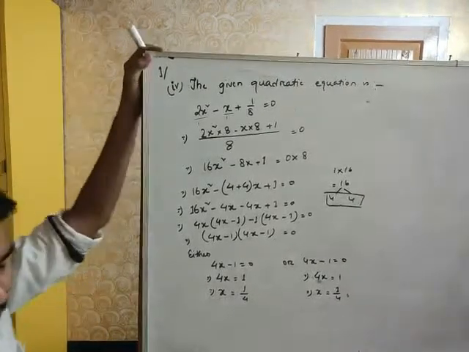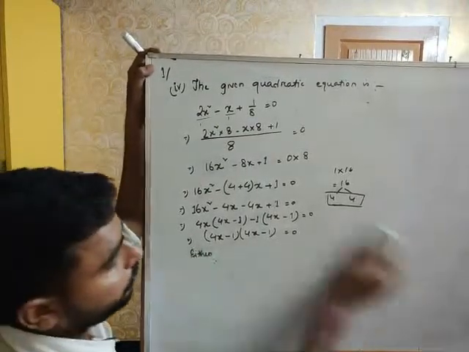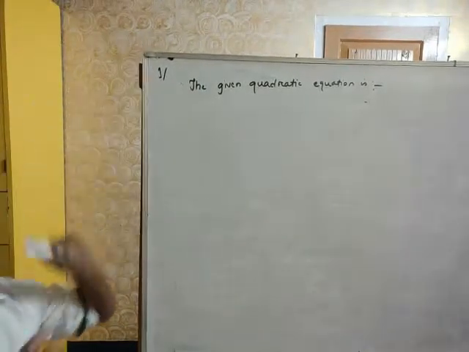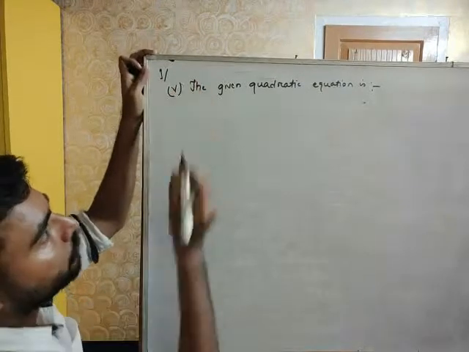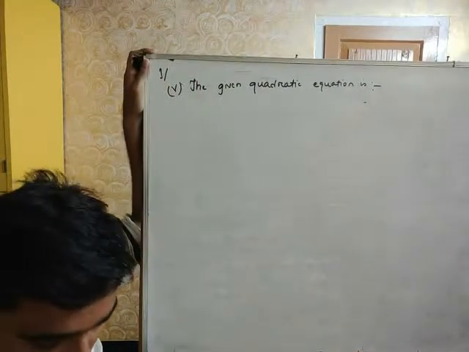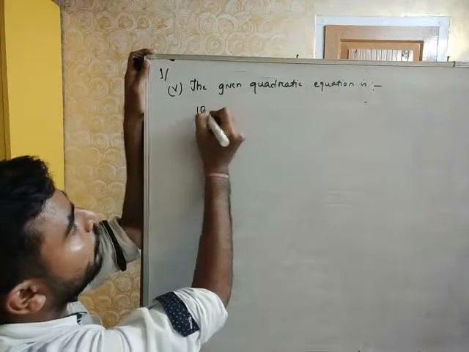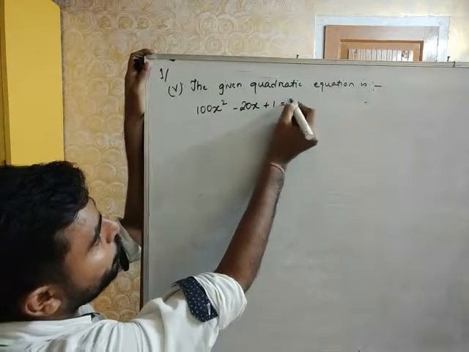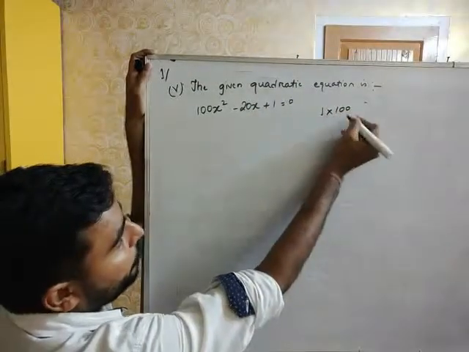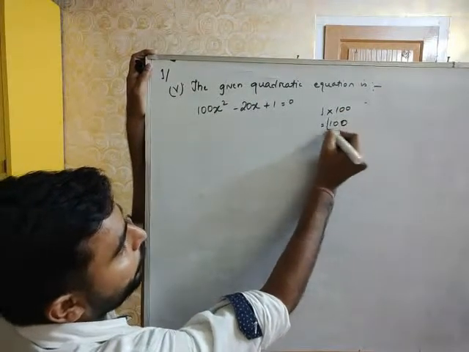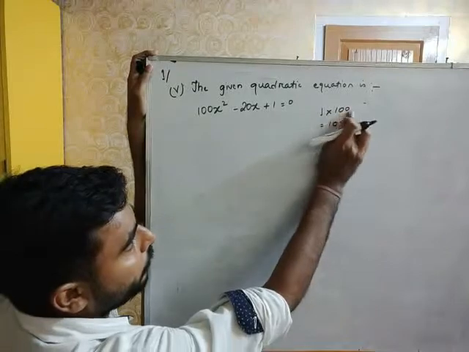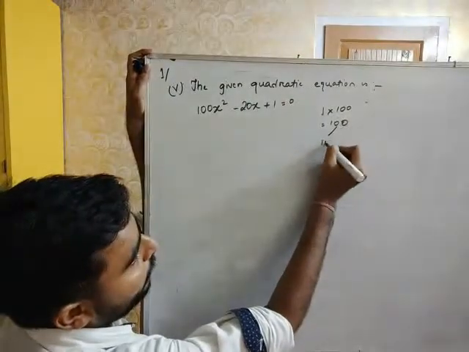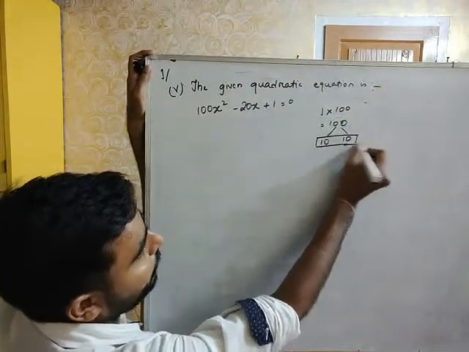Let's see number 5 then. The given quadratic equation is 100x square minus 20x plus 1 is equal to 0. So constant term is 1 and coefficient of x square is 100. So 1 multiplied will give you 100. Now factors of 100, we need to break 100 into factors and add 2 factors to get 20. So 100 is obtained as 10 into 10, and 10 plus 10 will give me 20.